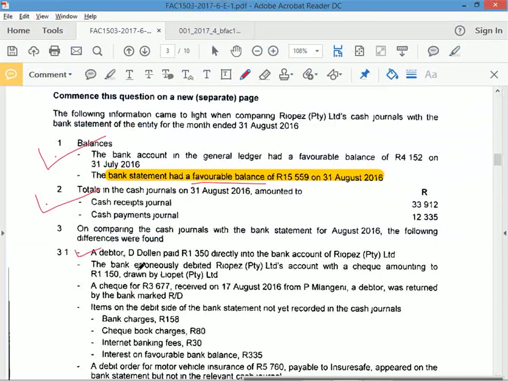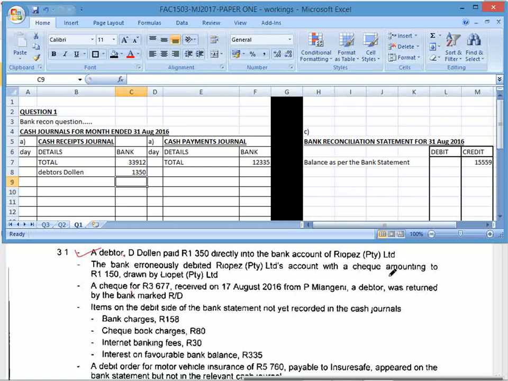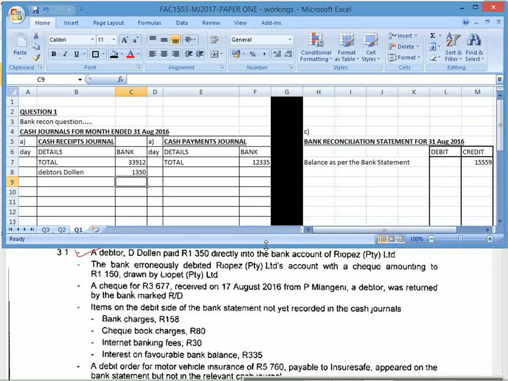Next, the bank erroneously debited R's account with a check amounting to 1150 drawn by L Limited. Okay, we're looking at R Limited, that's our business. So are we supposed to be paying this check? No. Whose check is this? L Limited's check. It's not ours. So what is the bank going to do? Apologize and fix the mistake. Does that make sense? Adjust or reconcile? Reconcile. Bank error.